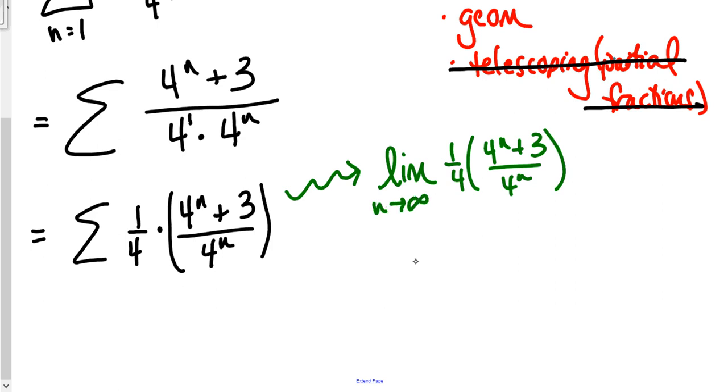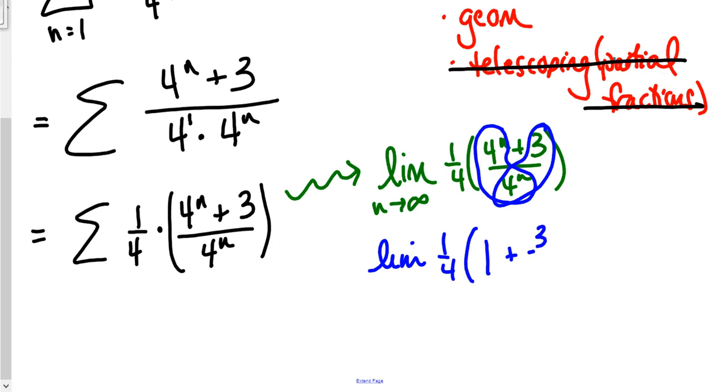And I'm going to say, well, let's look at this and think of it as 1/4. And then you can split this up into two separate fractions. 4 to the n over 4 to the n is 1. And then I have 3 over 4 to the n. I am finding this limit as n goes to infinity. So as n gets bigger, bigger, bigger, this part is going to also get bigger, which means that this part that I've now highlighted will be shrinking, getting smaller and closer to 0, which means all of this would be getting closer to 1, which means that my limit is 1/4.